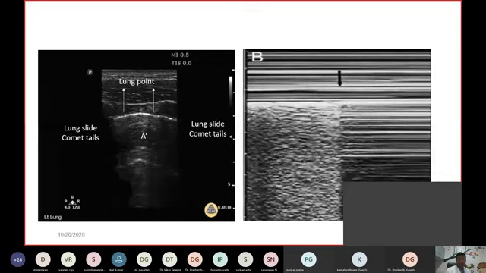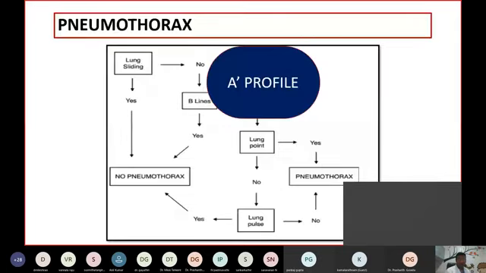So now you have seen lung point. If lung point is there, pneumothorax is there. But if lung point is not there, you need to look for something called a lung pulse. I'll be showing a video later. If you see that there is a lung pulse, then it rules out pneumothorax. And if you don't see a lung pulse, then it is a pneumothorax.